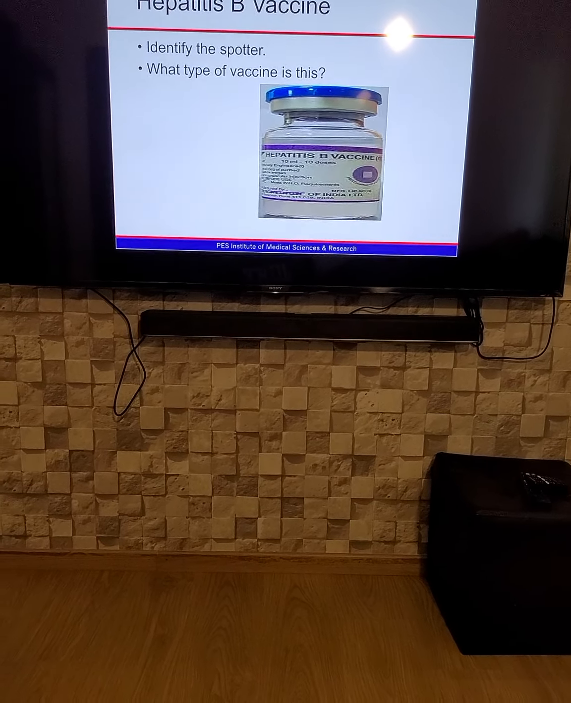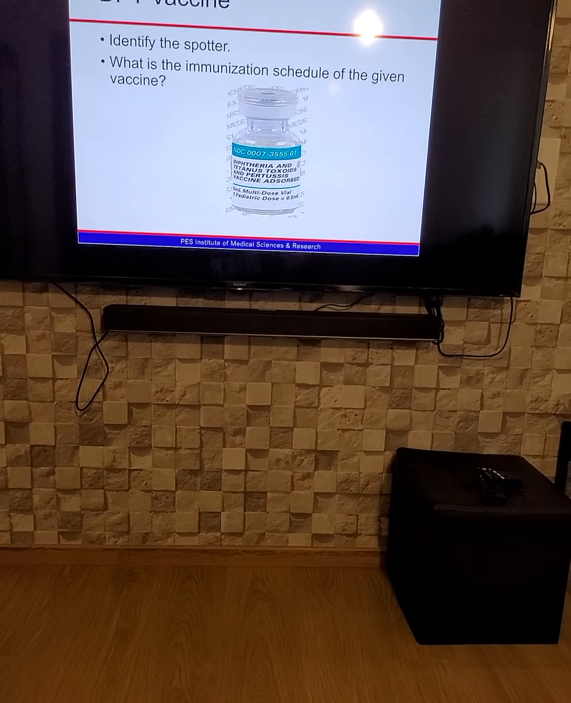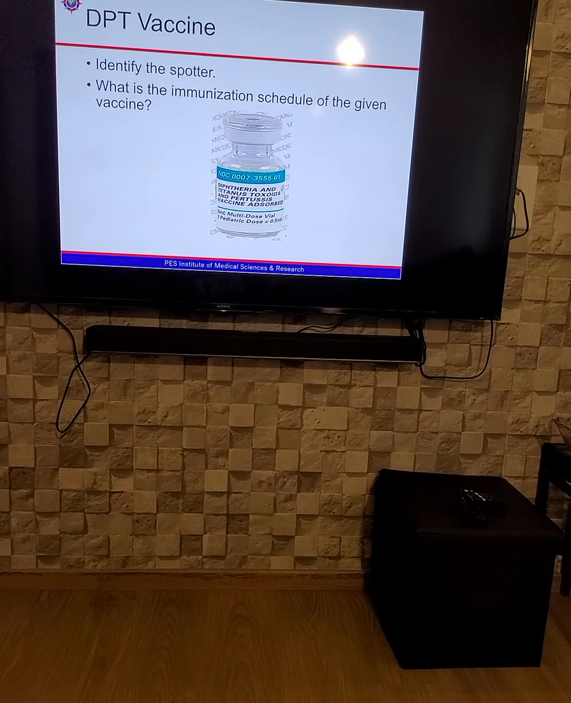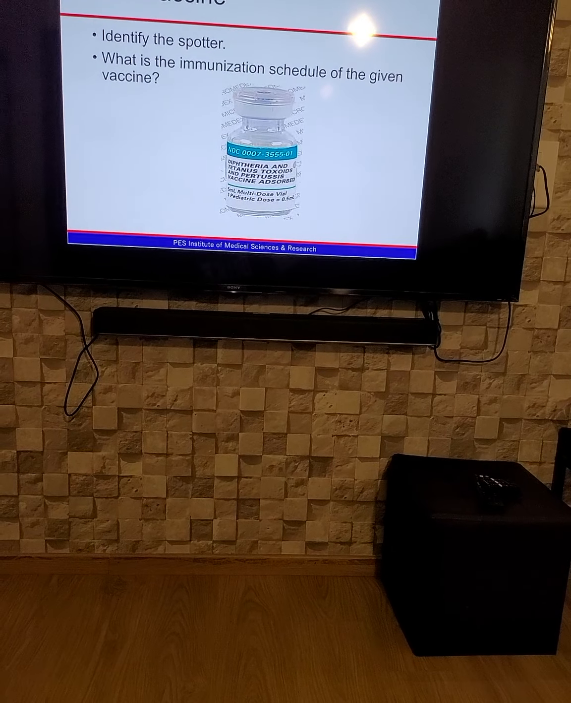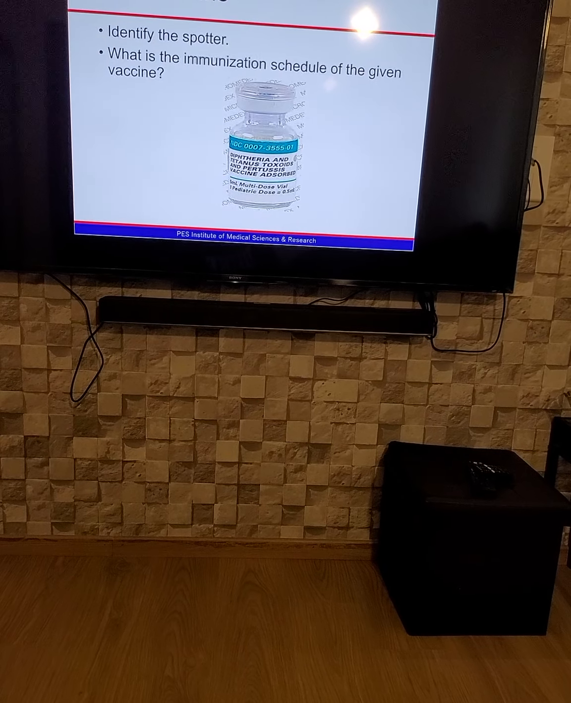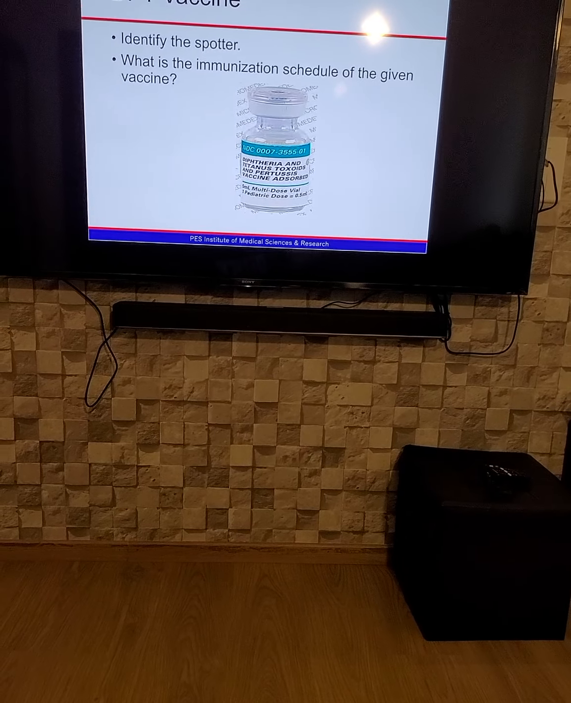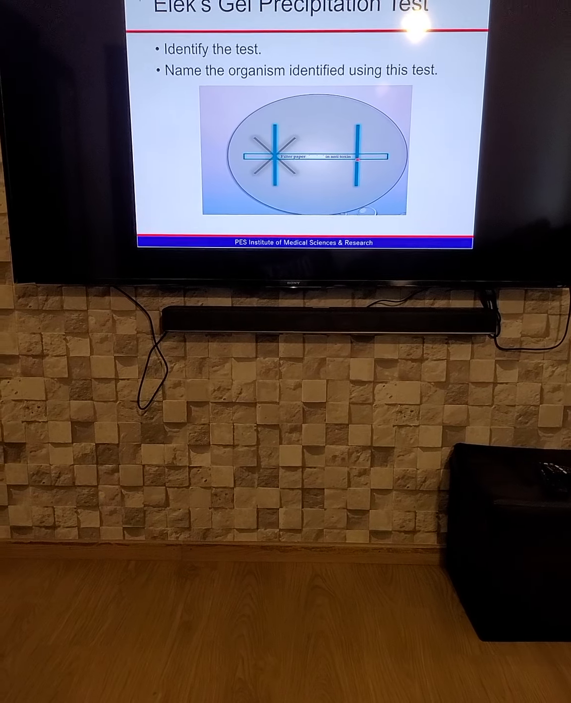Booster every 5 years. DPT, diphtheria, tetanus toxoids, and pertussis vaccine, is given in the 6th week, 10th week, and 14th week, followed by the 18th month and 6 years, 12 years, and 18 years.